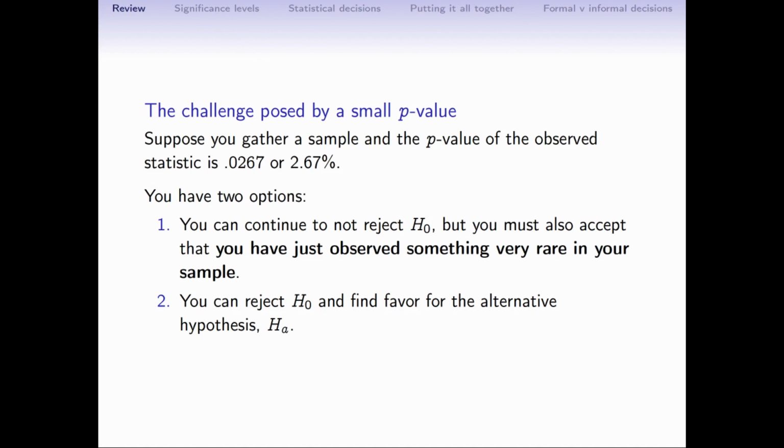You can continue to not reject H0, but you have to accept that you've just seen something that happens about 3% of the time. That something has just occurred. Option number 2, though, is that you can reject H0 and find favor for the alternative hypothesis H sub A.